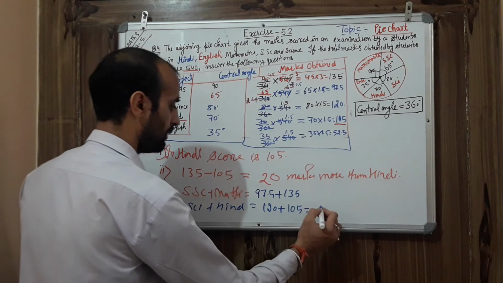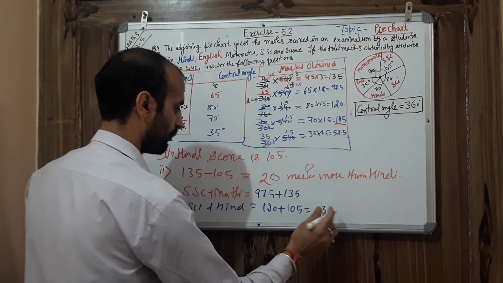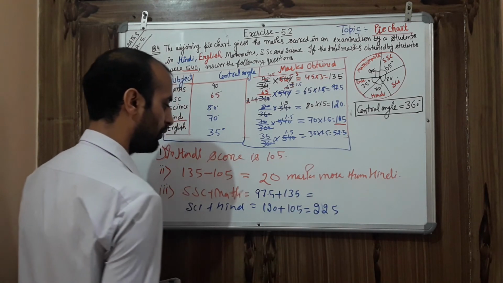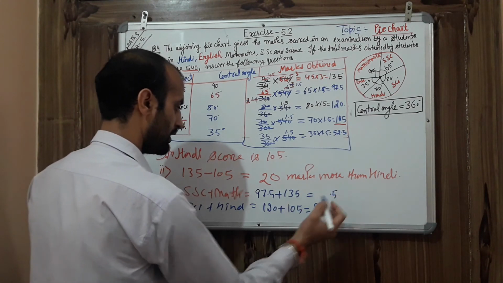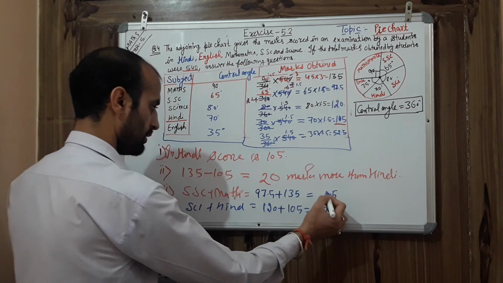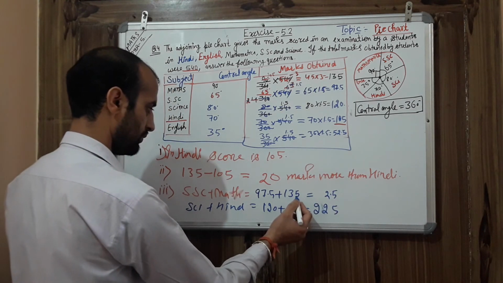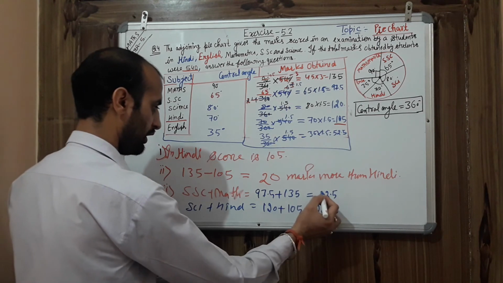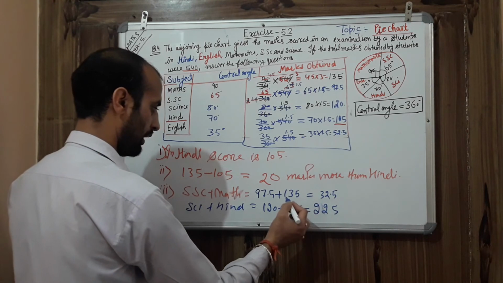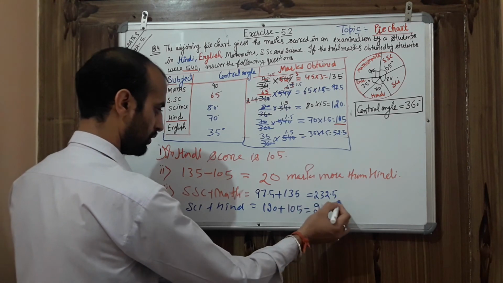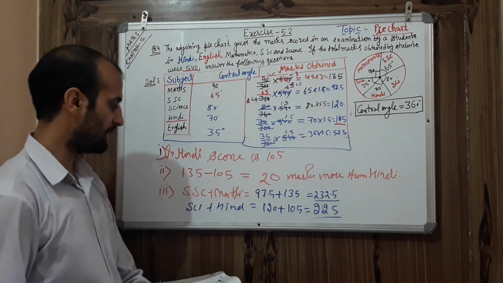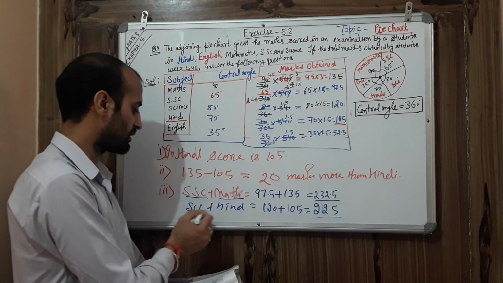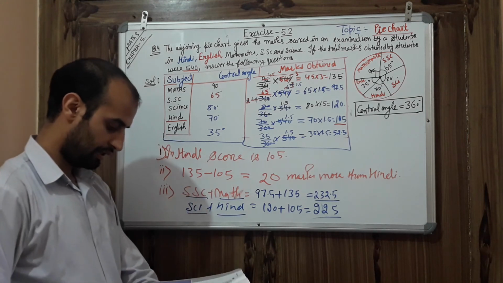So if you are adding, it will become 225. And if you are adding the upper one, 0.5 as such, 7 and 5 is 12, 9 and 3 is 12 and 13, and 232. Here 225. So you can see here social science and maths marks is more than science and Hindi marks.